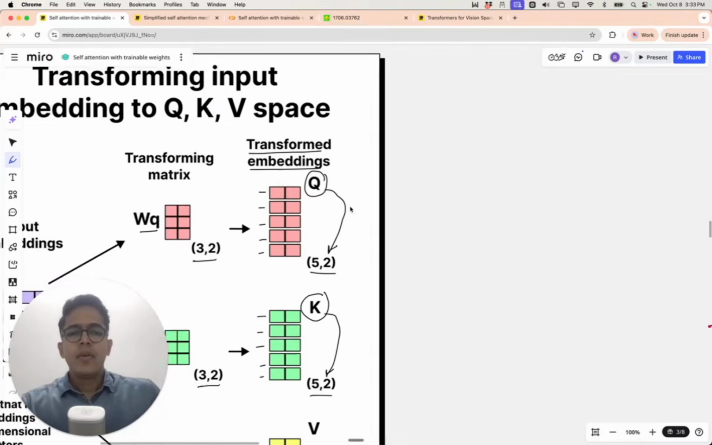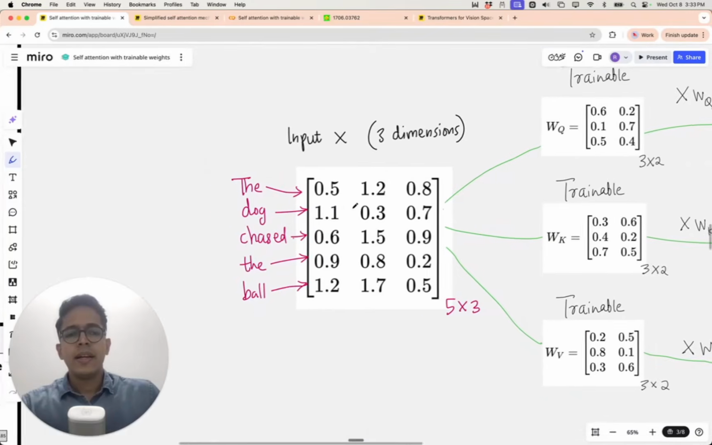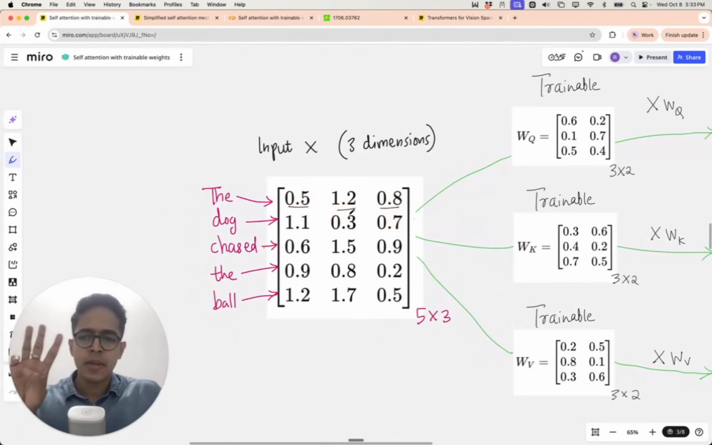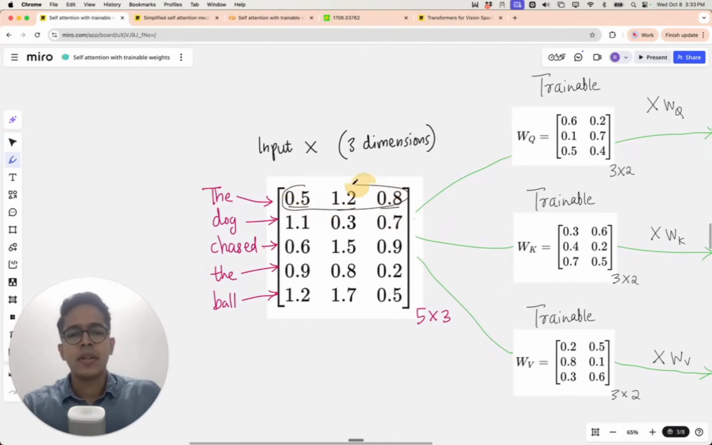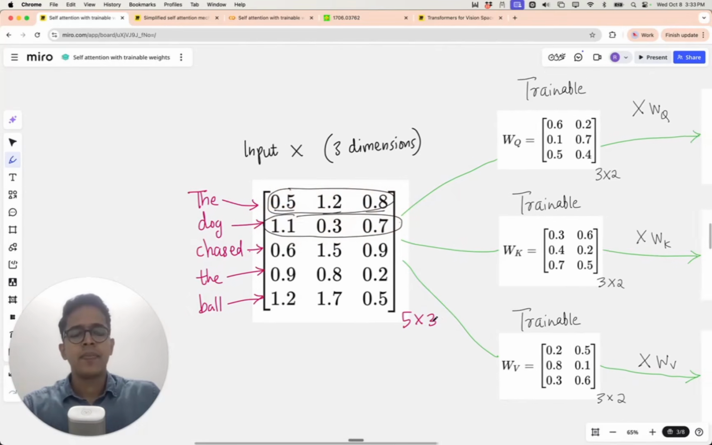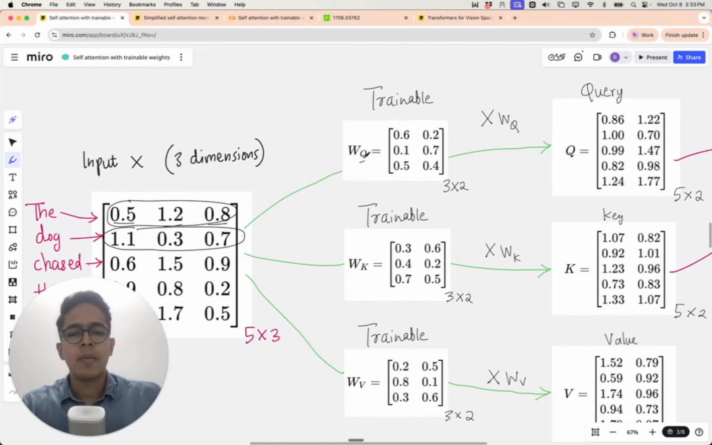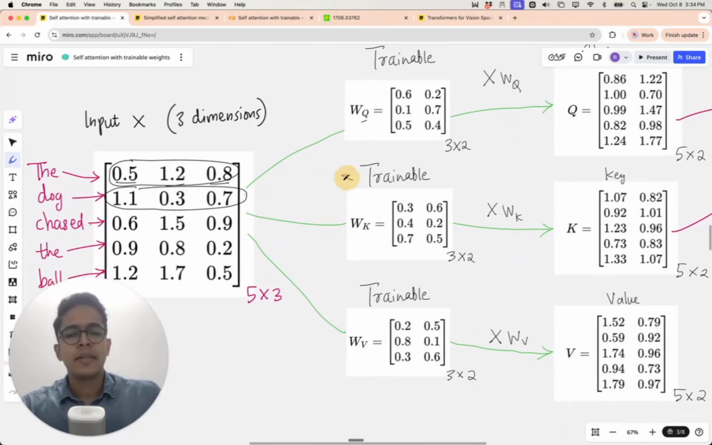Now let's look at this in terms of some numbers, so that you can better appreciate what's happening here. Your input is 3 dimensions, so you have 3 numbers to denote every vector. This is the vector for dog. Like that, you have 5 vectors, so 5 by 3. Now let's say we have a trainable weight matrix corresponding to query, WQ, and it's of dimension 3 by 2. These are the 6 numbers corresponding to your trainable weight matrix for Q. Similarly, you have 2 more trainable weight matrices: a trainable weight matrix for key and a trainable weight matrix for value.